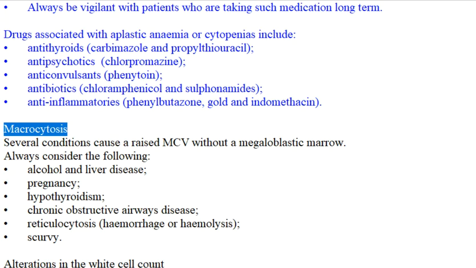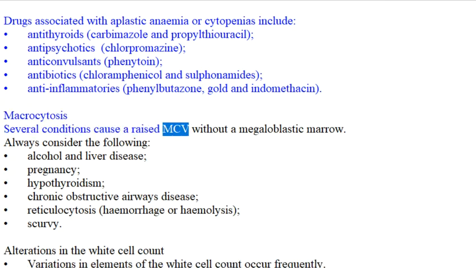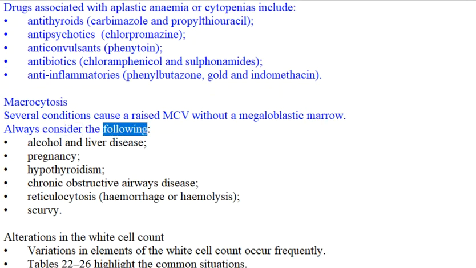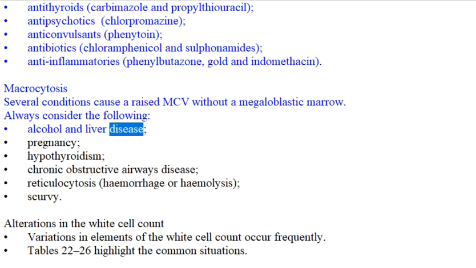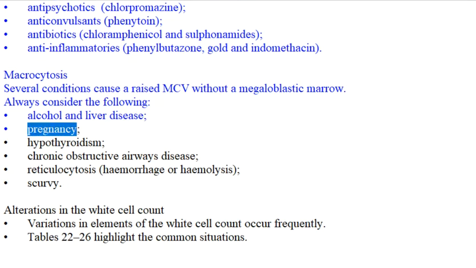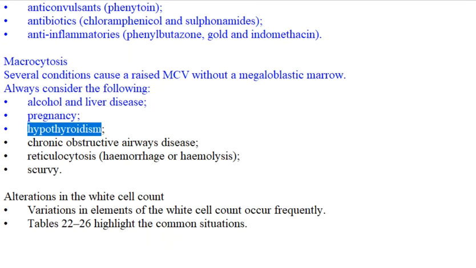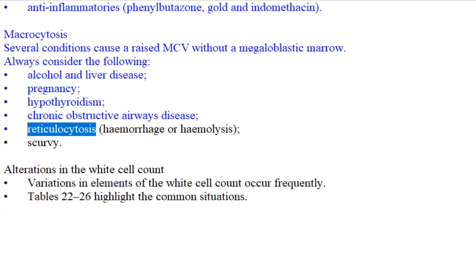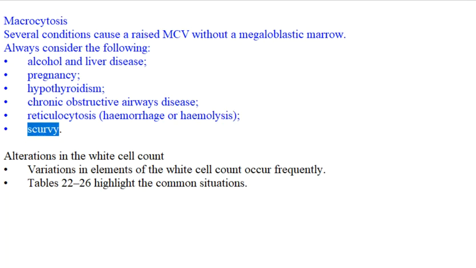Macrocytosis. Several conditions cause a raised MCV without a megaloblastic marrow. Always consider the following: alcohol and liver disease, pregnancy, hypothyroidism, chronic obstructive airways disease, reticulocytosis, hemorrhage or hemolysis, scurvy.